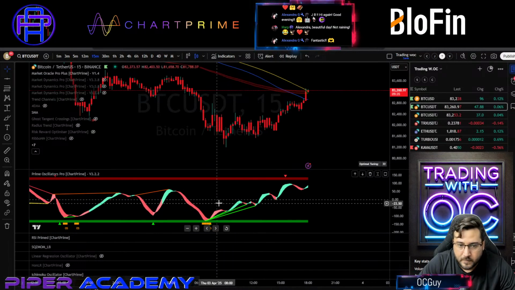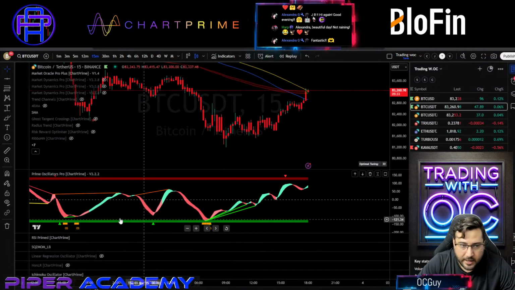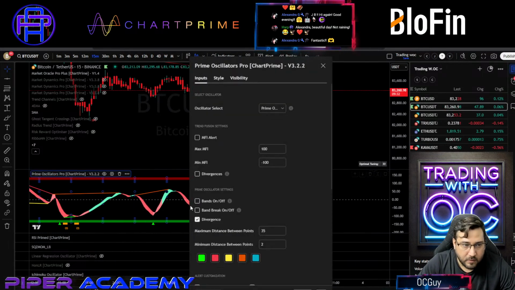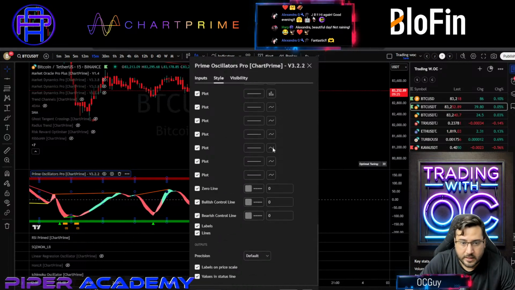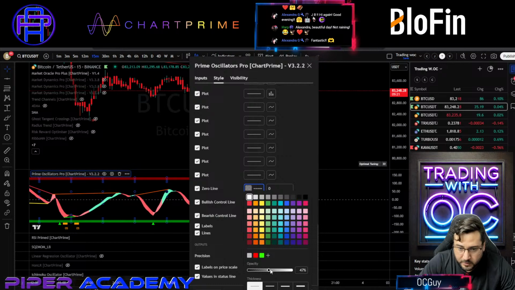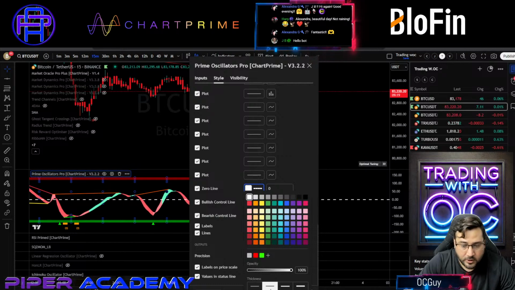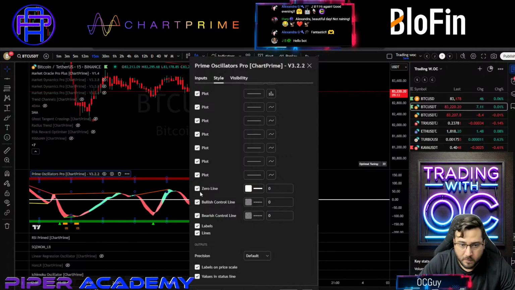First of all, I like my zero line in here. Let me click right here, the gear icon, and then I'm going to go over to style, going all the way down. The zero line, I want it to be very bright, I want it to be a little bit thicker, and I want it to be a complete line, not dashed. That's going to be for my zero line.